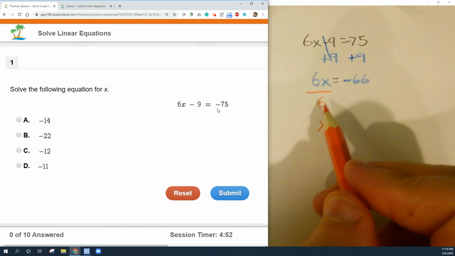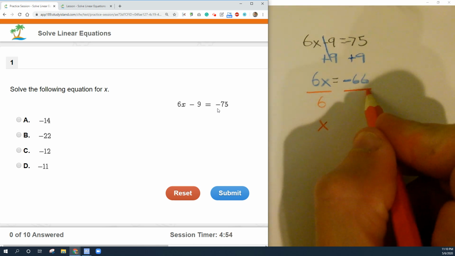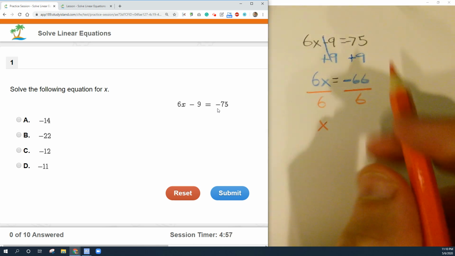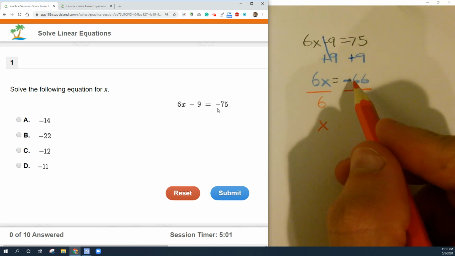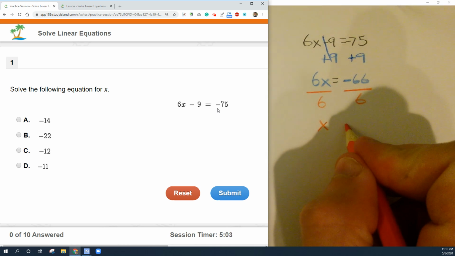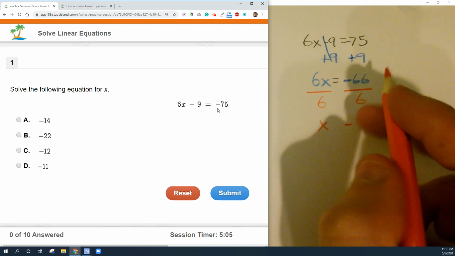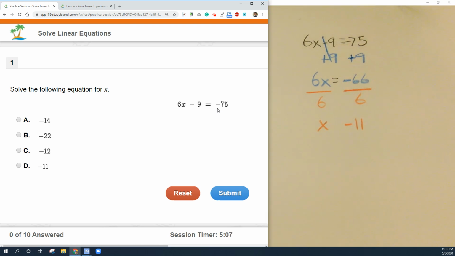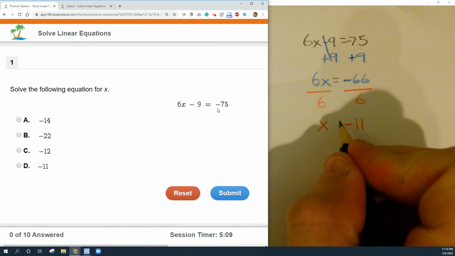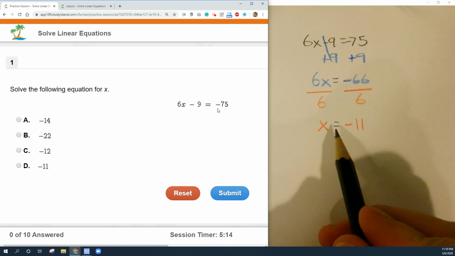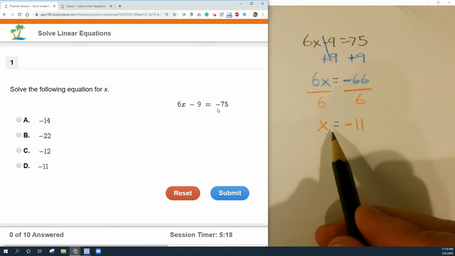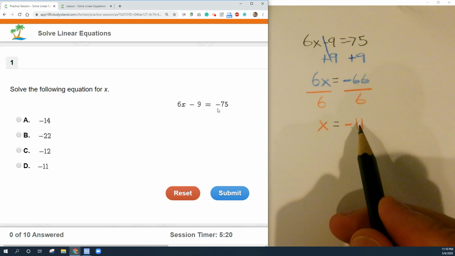Of course, if I divide one side by 6, I have to do the same thing to the other side. I just made this 6 times less, so I have to make the other side 6 times less. So negative 66 divided by 6, a negative divided by positive is a negative. 66 divided by 6 is 11. So one side of the equation says x, then I have my equal sign in the middle. The other side of the equation says negative 11. When you have your variable equals some number, that number is the solution. I'm saying that x is equal to negative 11.